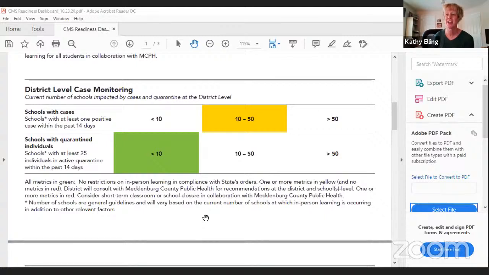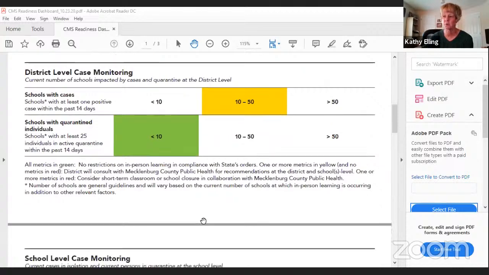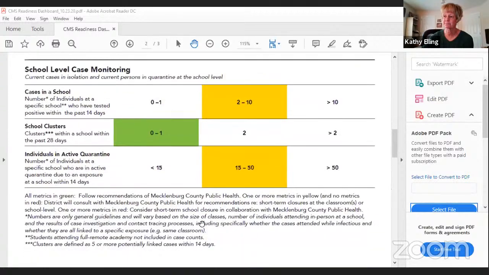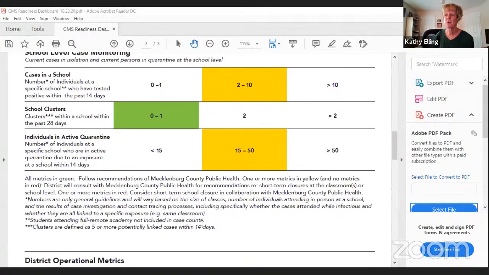So I want to share the cases in schools I said was yellow. And that means that we are sitting between 10 and 50 schools, and we're on the very low end of that. And then we have 0 schools that have 25 individuals that are quarantined. Number of schools, cases in a school. Right now, the number of individuals in a specific school that have tested positive, we're sitting in yellow.